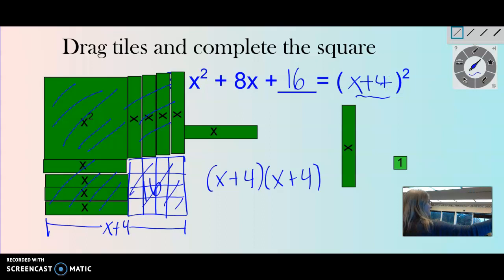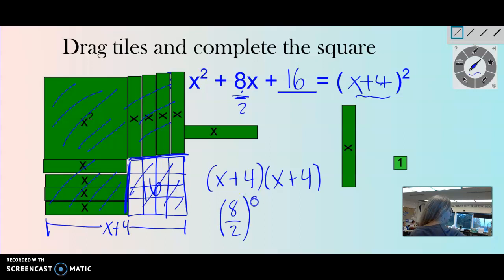Now notice, we split this in half. We divided that 8 by 2, and we put 4 along here and 4 along here, which ends up being the number of unit tiles we have to add is always half of this number, which is 4, and then squared, because we have 4 by 4.